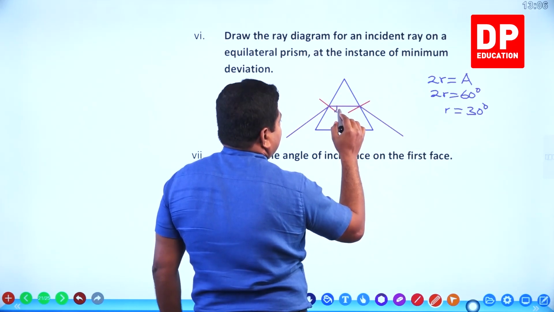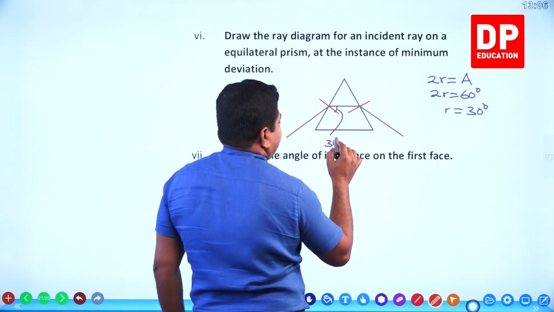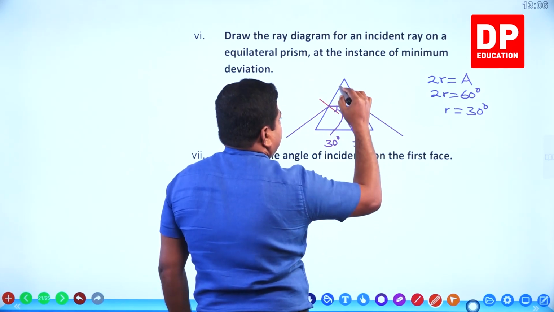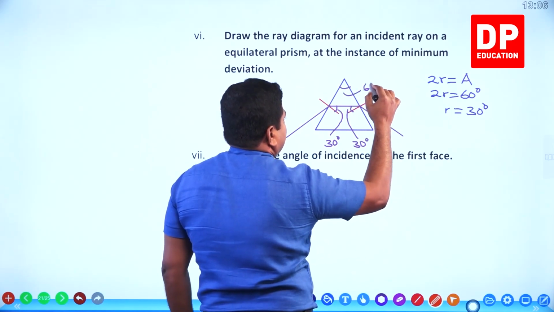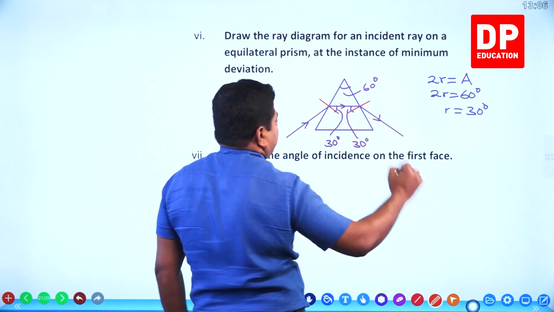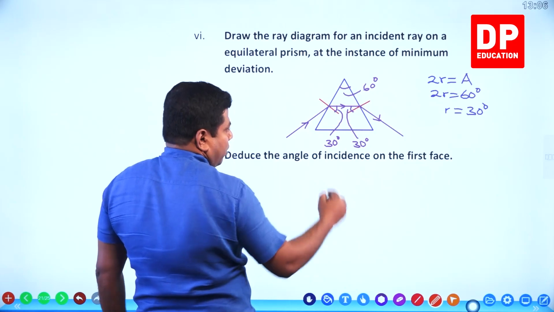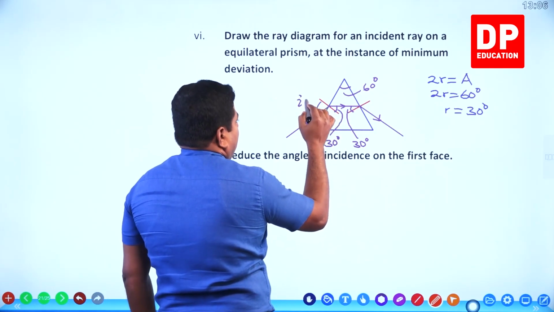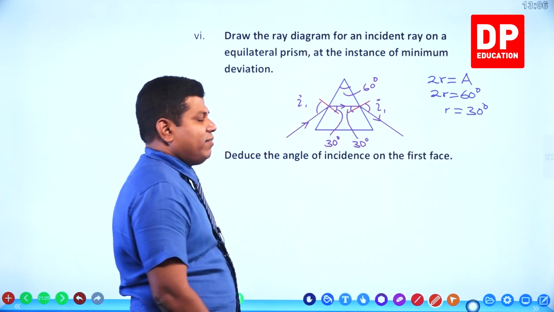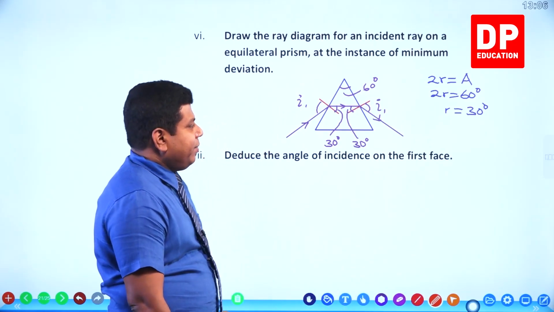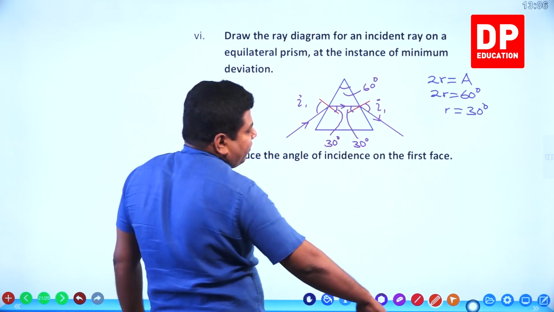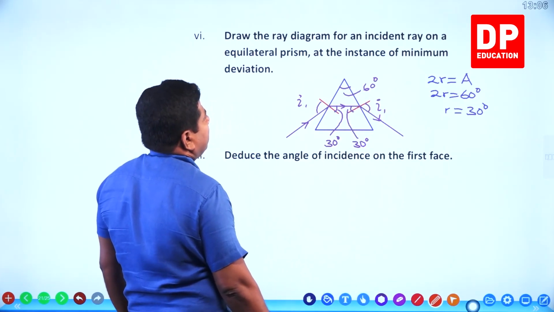Let's mark that. Let's say this is 30 degree. This is also 30 degree. Here this is 60 degree. In every ray diagram, make sure you put the arrow. Both will be I, you can just mark it as I. Don't mark it as I1 and I2. It's I, same.